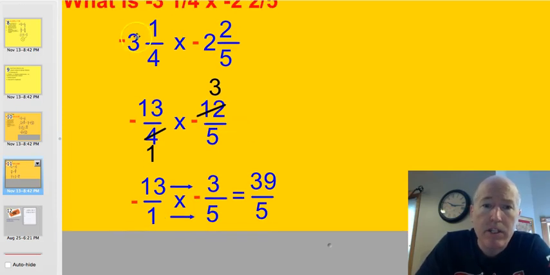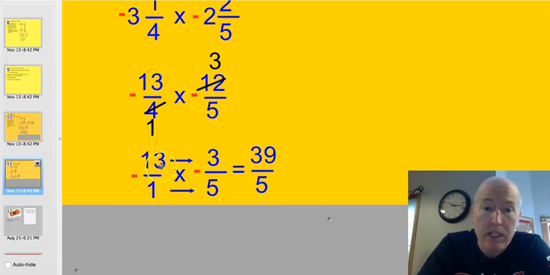3 1/4. That's 3 times 4 is 12, plus 1. I have negative 13/4. And then 2 times 5 is 10, plus 2 is a negative 12/5. I cross reduced here. I divided by 3. I'm sorry, I divided by 4. It went in here 1 time, went in here 3 times. So when I multiply across, I have 39/5.